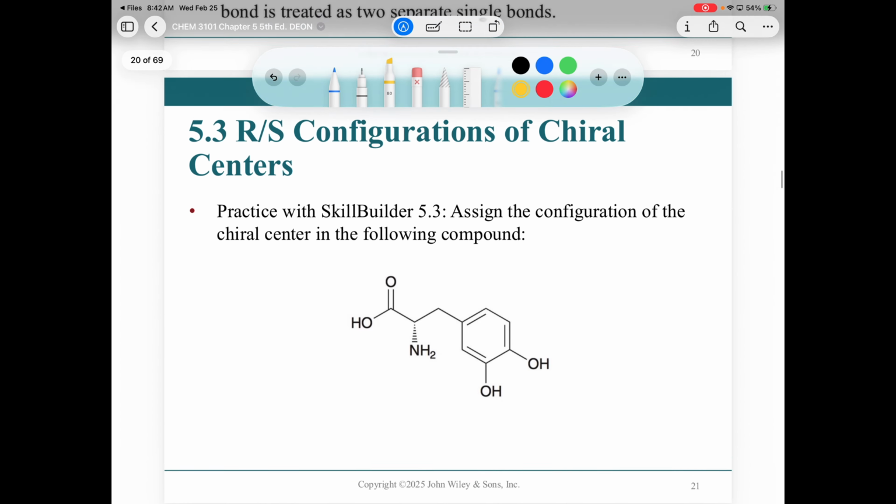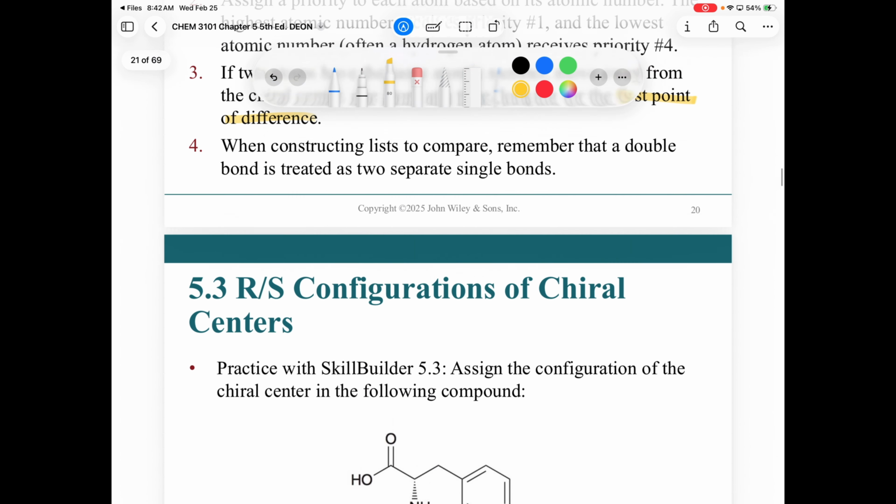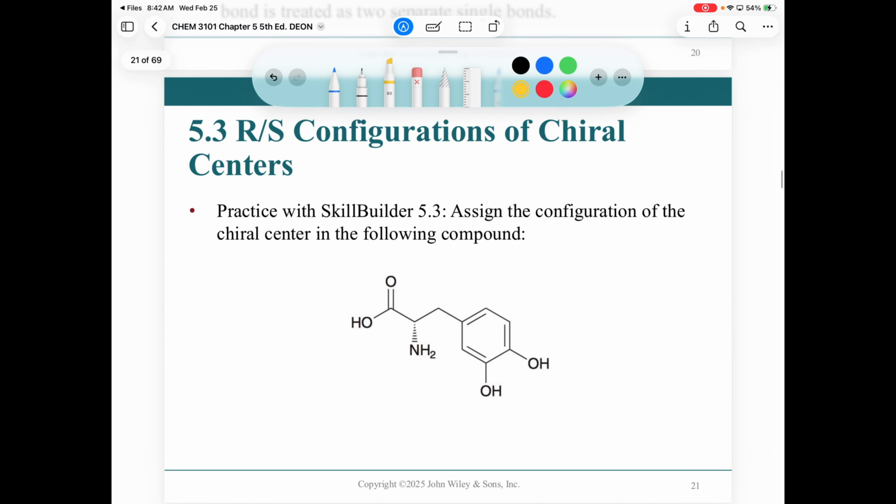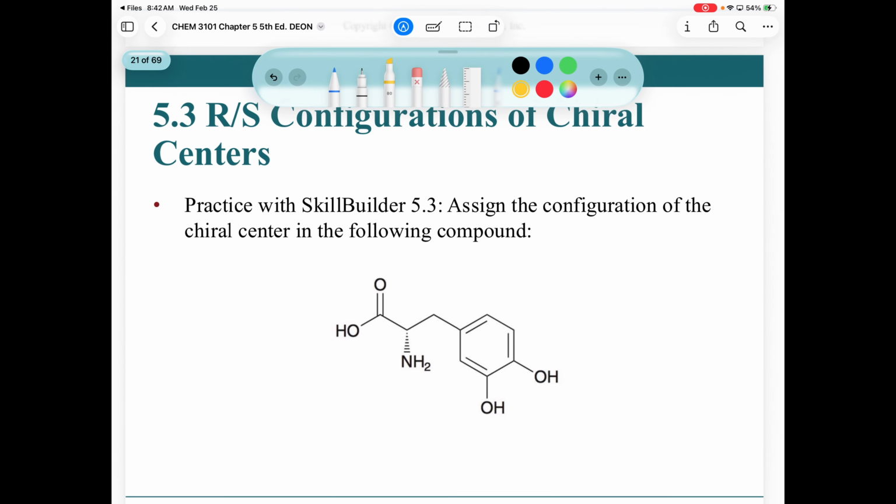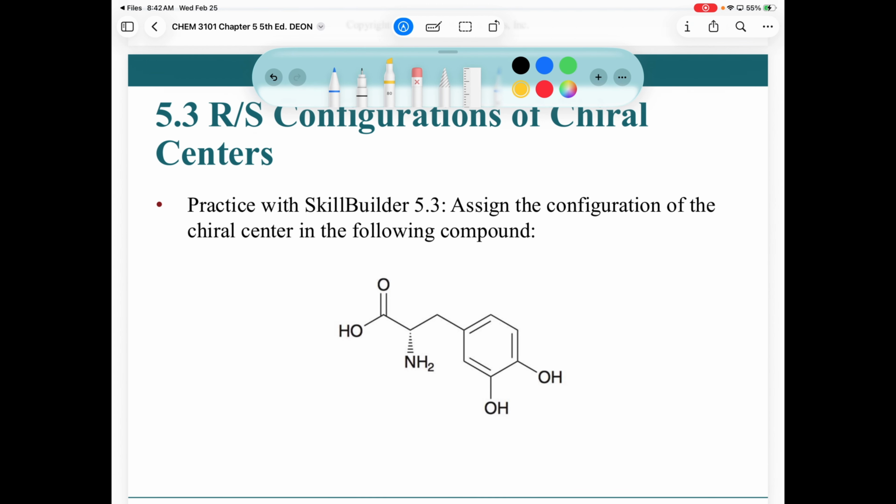There's one thing that's not mentioned in here, and if it is, forgive me, because I haven't noticed it, and I do read the textbook quite a bit. But if you want a shortcut, if you're dealing with R groups that are just straight chains, methyl, ethyl, propyl, butyl, pentyl, hexyl, heptyl, those kind of things, not branched.